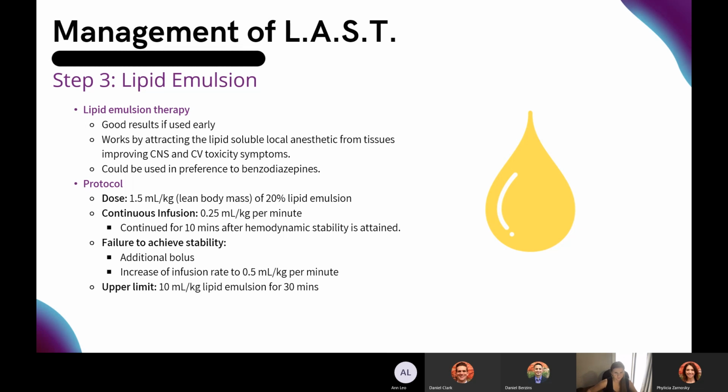specifically to local anesthetics. The initial dose would be 1.5 milliliters per kilogram of lean body mass of 20% lipid emulsion, followed by a continuous infusion. The infusion should be at a rate of 0.25 milliliters per kilogram per minute, continued for 10 minutes after hemodynamic stability is attained. If there is failure to achieve stability, an additional bolus should be provided along with an increase in infusion rate to 0.5 milliliters per kilogram. The upper limit for lipid emulsion therapy is 10 milliliters per kilogram for 30 minutes.